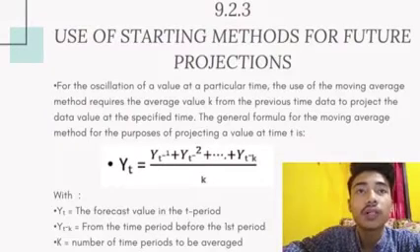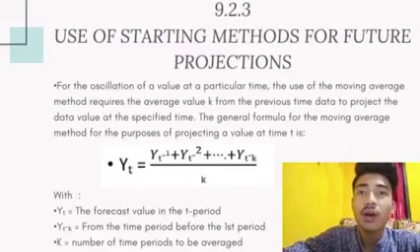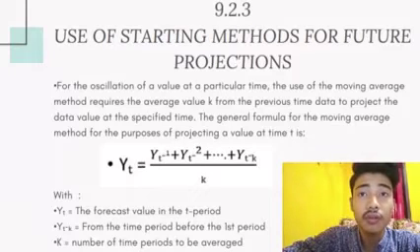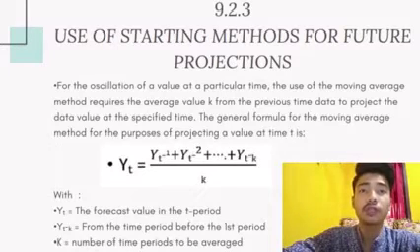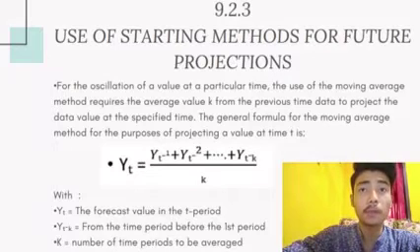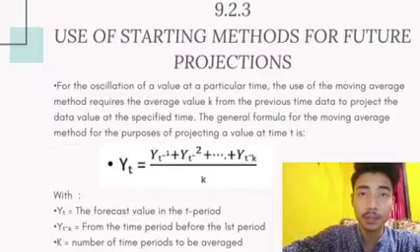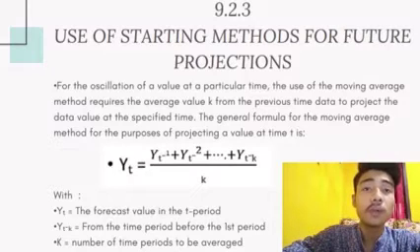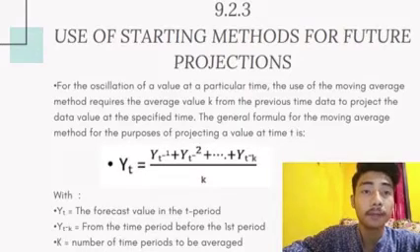9.2.3 Use of smoothing methods for future projection. For the projection of a value at a particular time, the moving average method requires the average value of k previous time data to project the data value at the specified time. The general formula for the moving average method for the purpose of projecting the value at a time t is, you can see the formula on the PowerPoint.